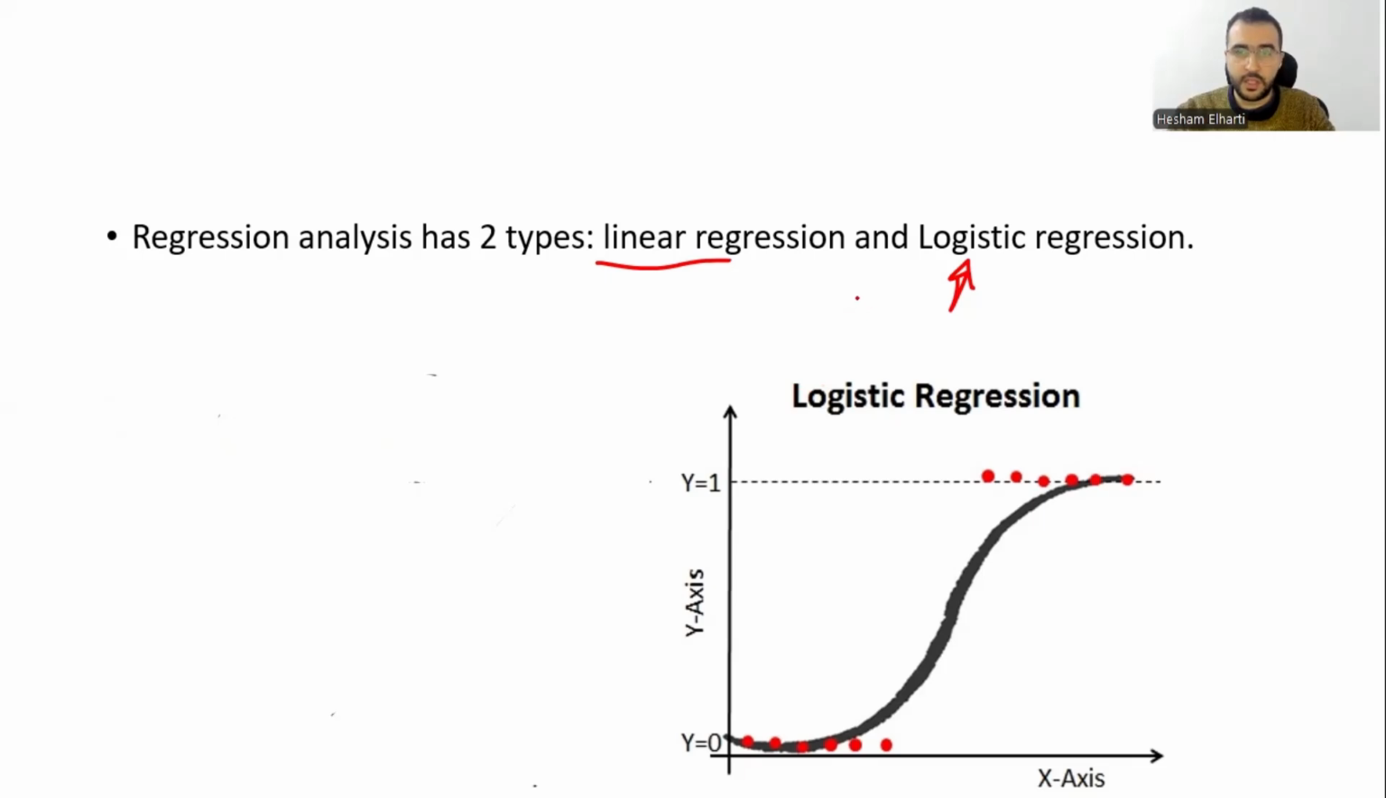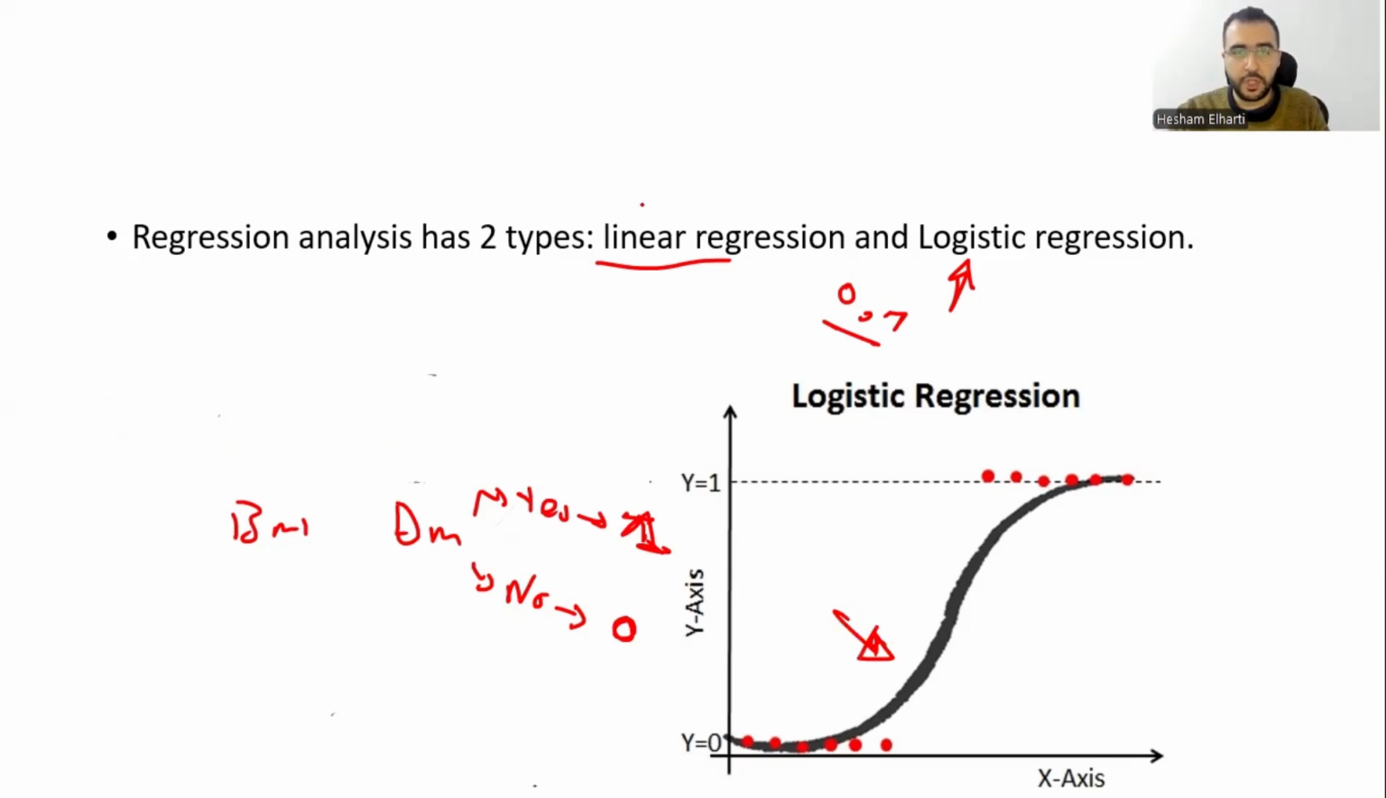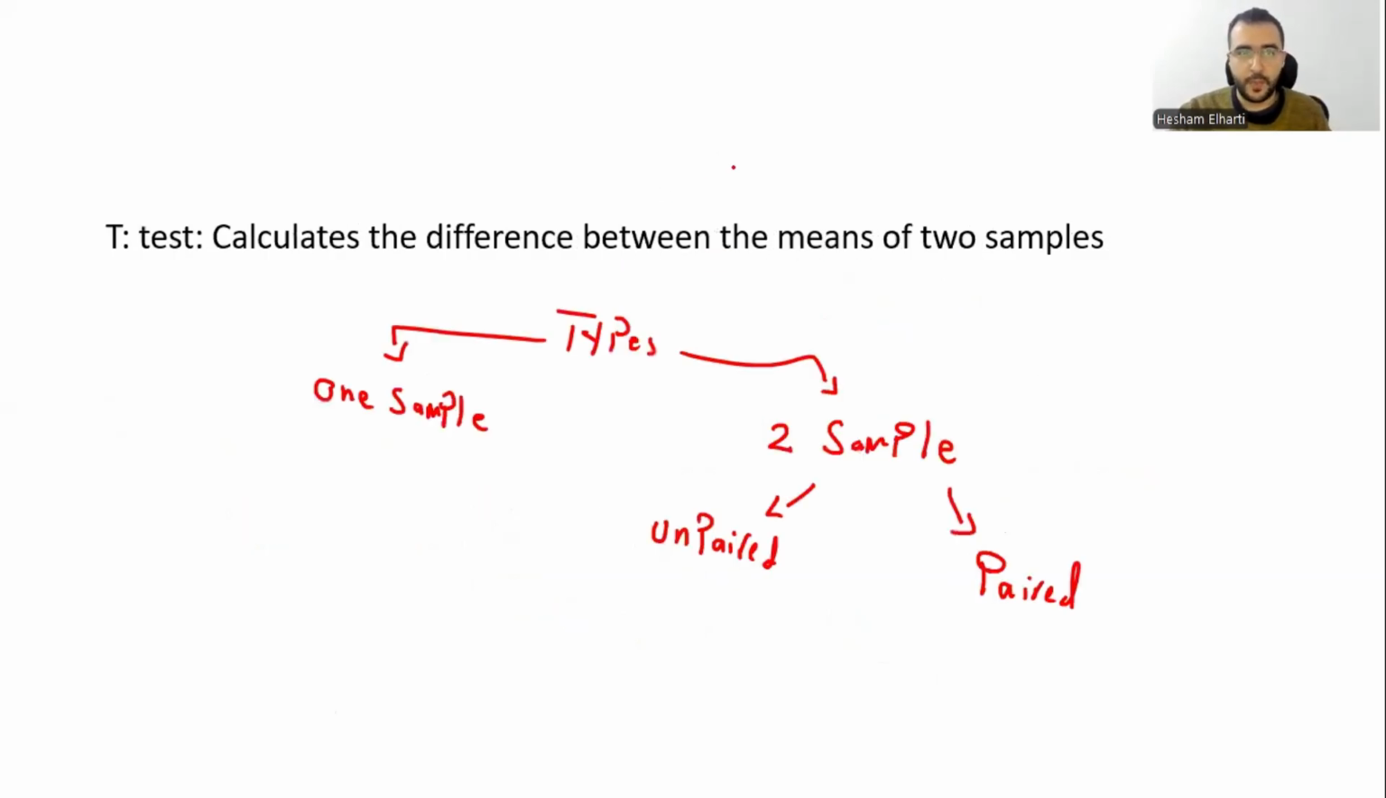So we indicate some values such as 0 and 1. For example, let's say BMI and diabetes. If the patient has diabetes, you refer to it as 1, the value 1. If there's no diabetes, you include 0. So it looks sigmoid or S-shaped, while the linear regression is just a linear shape.